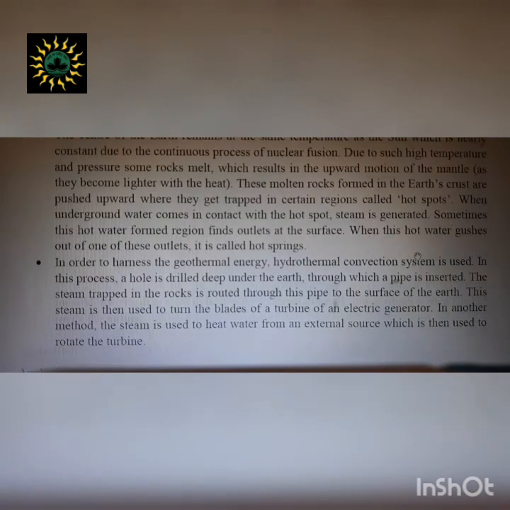সেই জায়গাটাকে আগে আমাকে লোকেট করতে হবে। So sometimes this hot water formed region finds outlets at the surface. When this hot water basically comes out of these outlets, it is called the hot springs. So in order to harness the geothermal energy, hydrothermal convection system is used.